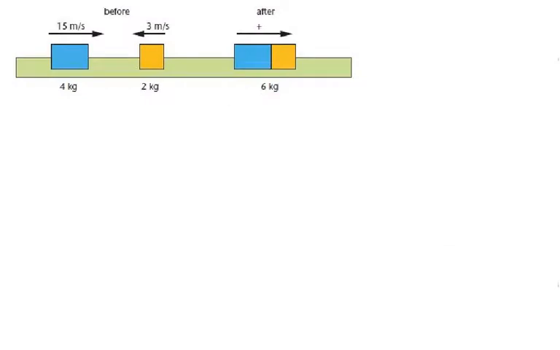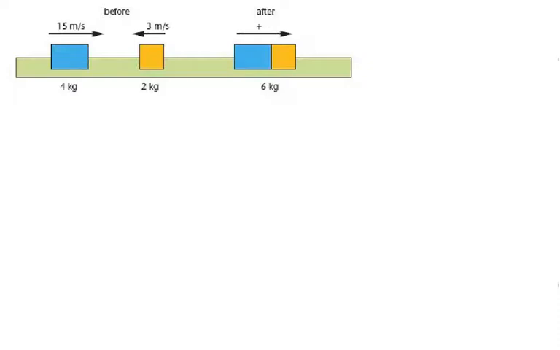Here I found another interesting example that I want to show you. So we have before and after. The two blocks, one block is 4 kilograms, the other one is 2 kilograms. One is moving at 15 meters per second to the right, the other one at 3 meters per second to the left. And then they stick together and we want to find their velocity after.